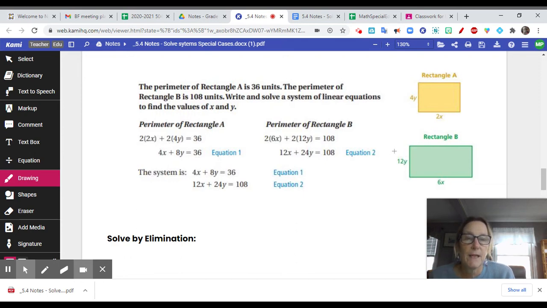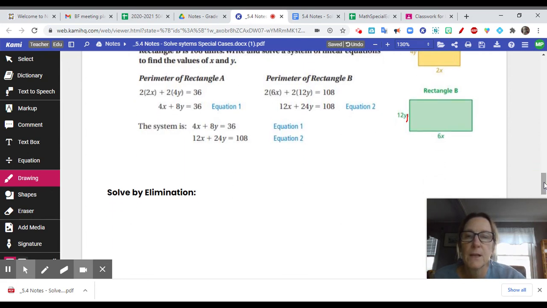And rectangle B is 12y and 6x. And they did the calculation here. Double the length, double the width. Right? So it looks like completely different equations, right? Nothing jumps out at you. 4x plus 8y equals 36, 12x plus 24y equals 108. And so I want to use elimination. I'm not sure if we've shown you this before, but usually we multiply up to make the coefficients the same.